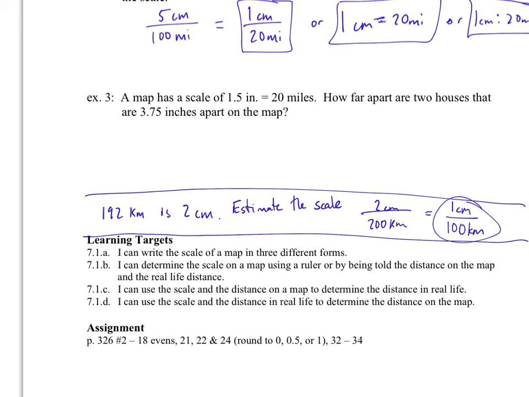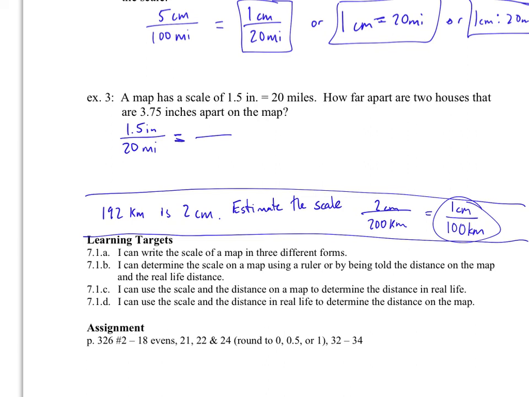Okay. So let's go on to example 3. Technically now example 4 because it's our 4th one, but you get the picture. All right. A map has a scale. So they're telling us what the scale of the map is. They're saying it's 1.5 inches for every 20 miles. That's the scale. How far apart are 2 houses that are 3.75 inches apart? So this is where you're going to use proportions. That equals, am I going to put inches on top or on bottom?